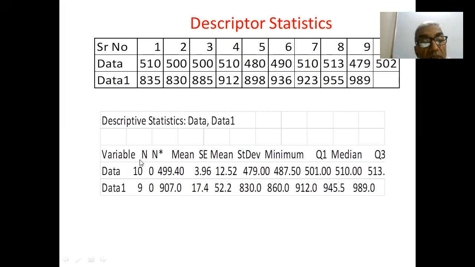Similarly, here in data 1, the number of data is 9. This is the mean. This is the standard deviation. This is the standard error mean. And minimum, quartile 1, median, quartile 3, and the maximum.